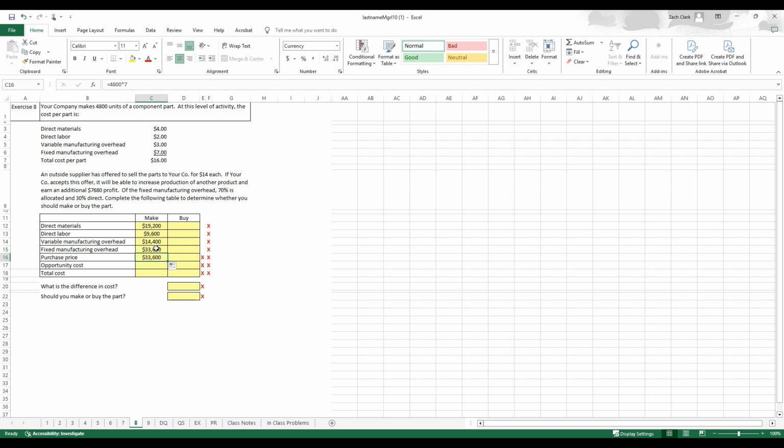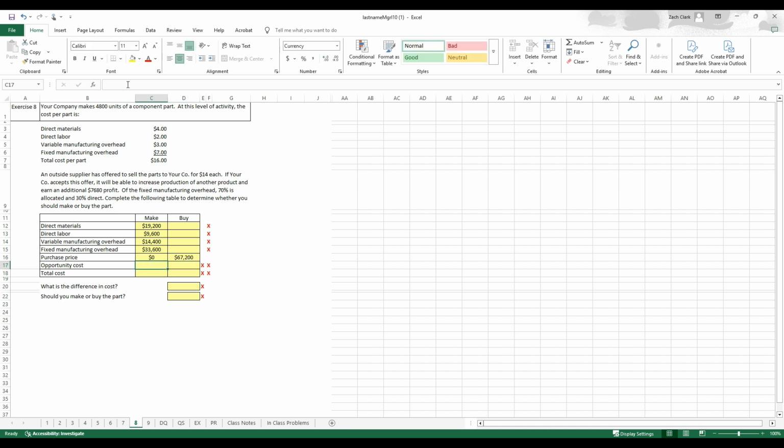Let's see. A purchase price. What did we get? Oh, sorry. That one is just us. That's for this column, right? There's no cost. If we're making it, we're not buying it. If we purchase it, I'll just throw this in right now. The cost to buy the parts is $14 each times 4,800.